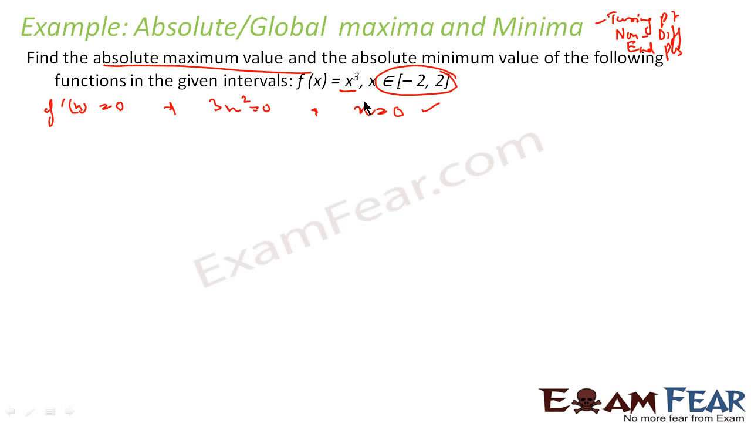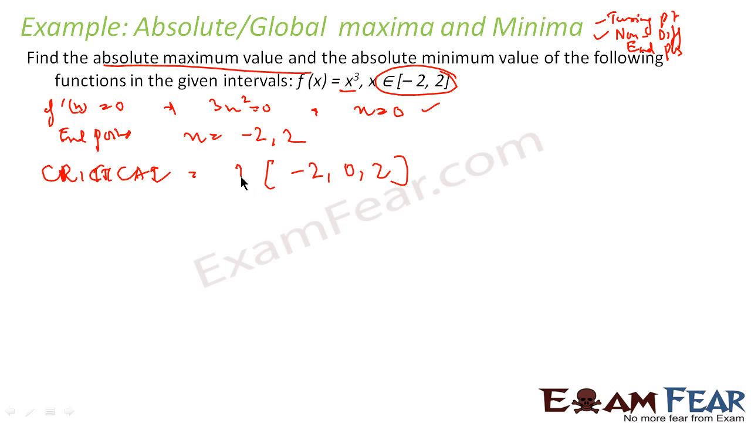Non-differentiable points: since it is a continuous function, it is differentiable, so I don't have any non-differentiable point. Then I'll take endpoints. Endpoints, x is equal to what? Minus 2 and 2. So my critical points are nothing but x is equal to minus 2, 0 and 2. I merged all this because I need turning points, non-differentiable points and end points. Turning point was 0, non-differentiable point doesn't exist, and end points are minus 2 and 2. Now I have to find f of all these points.